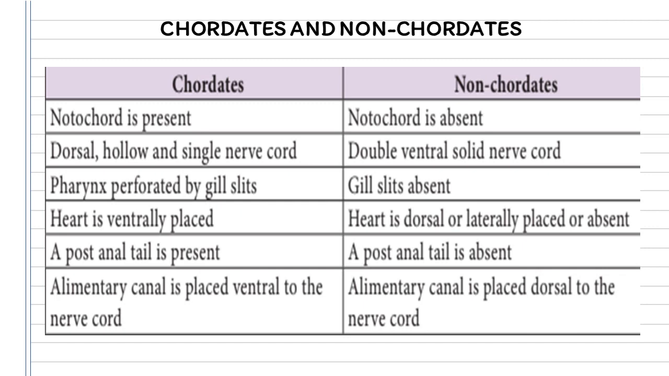Another character for chordates is that the alimentary canal is placed ventral to the nerve cord. But in non-chordates the alimentary canal is placed dorsal to the nerve cord. Dorsal means above the nerve cord, the alimentary canal is present. Is it clear? Those things we have discussed in the previous class. Hope you understood, right? Shall we discuss some assignments?